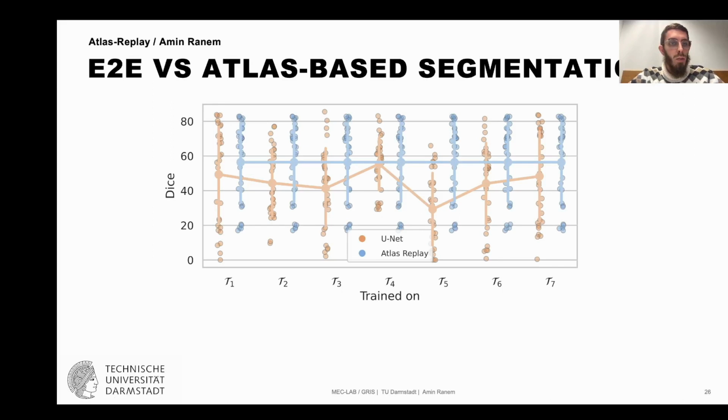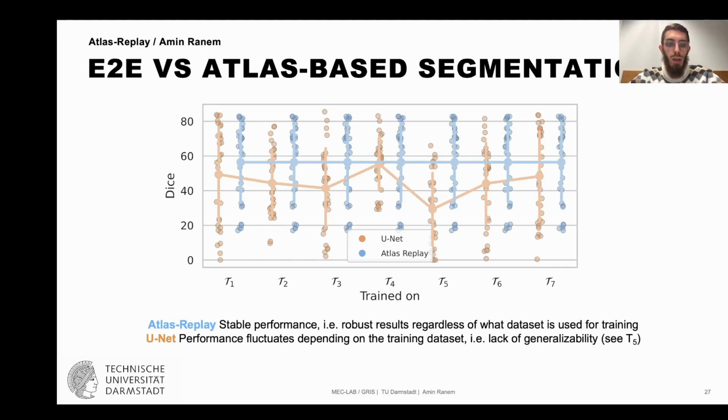So as a next step, we wanted to compare traditional segmentation using UNet and atlas-based segmentation, and we observed that the performance for end-to-end segmentation actually is dependent on the task that has been used for training. So when we train on the first task and evaluate on all 7 tasks, we get a better performance for a UNet than when we would train on the 5th task and evaluate across all tasks. However, for atlas-based segmentation, we achieve a stable performance, robust results, and proper generalizability.